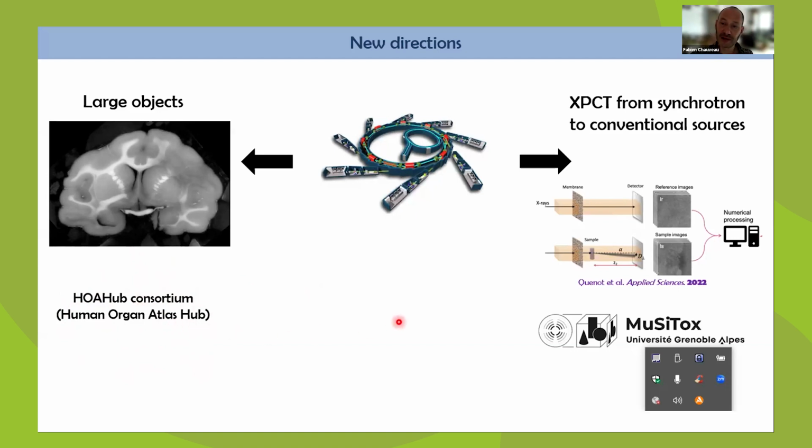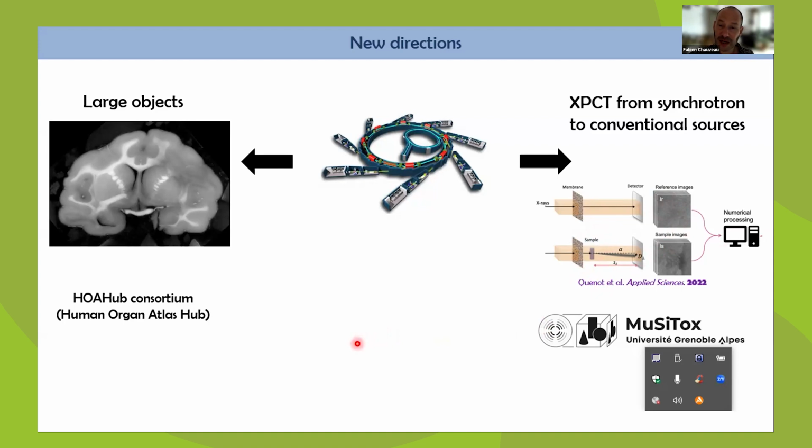And on the other side, there are also people working on the ability to perform XPCT not only at the synchrotron but with conventional sources, which would open up the field by being able to do this with a laboratory scanner. There is a company doing this, and we have the talk of Etsyscope after my talk. But there is also an academic effort on that. I want to mention the Musitox platform in Grenoble, and there are several ways to do that. I just took this figure: one way to do that without the coherence of the flux of a synchrotron is to use a membrane and to perform the acquisition with and without the sample, and to see how the membrane image is affected by the refraction from the sample.